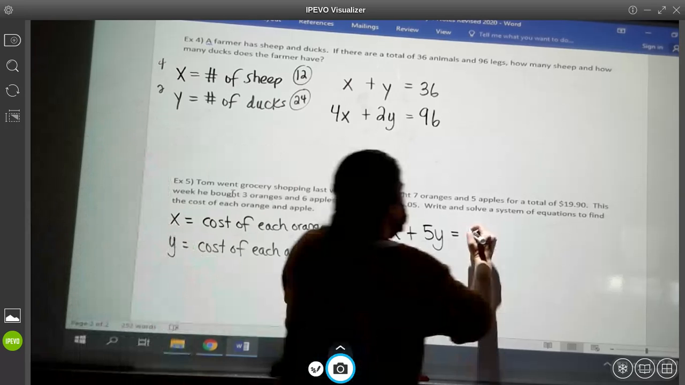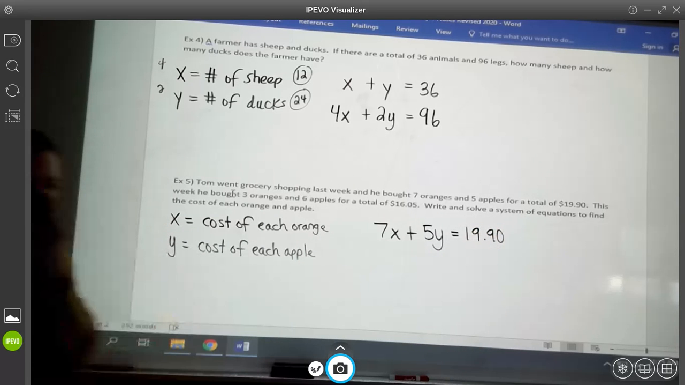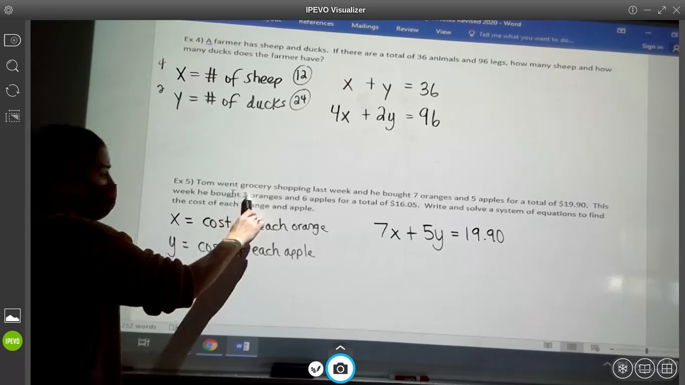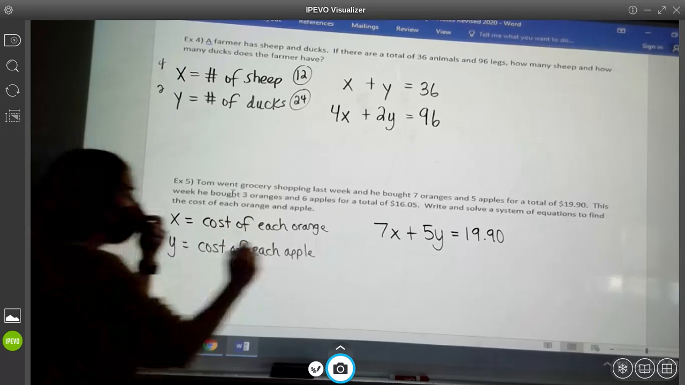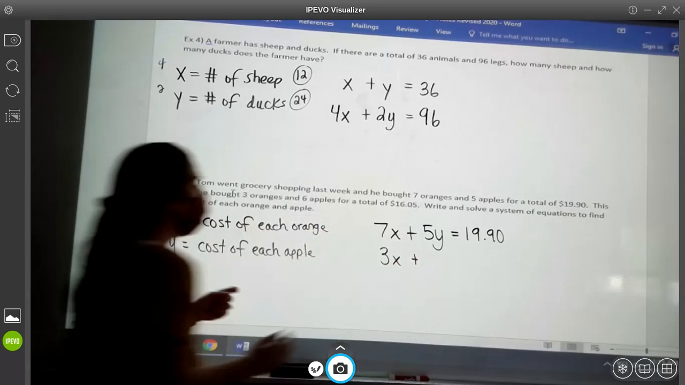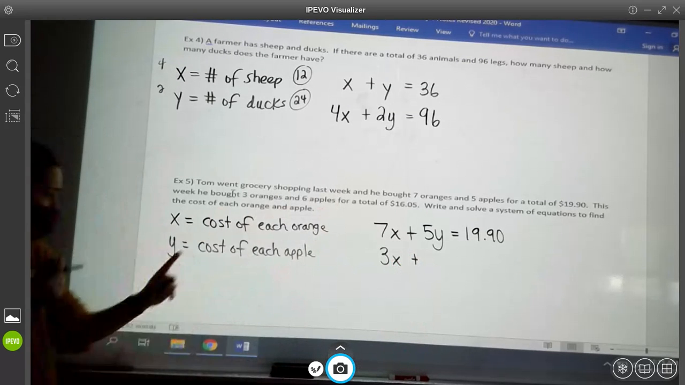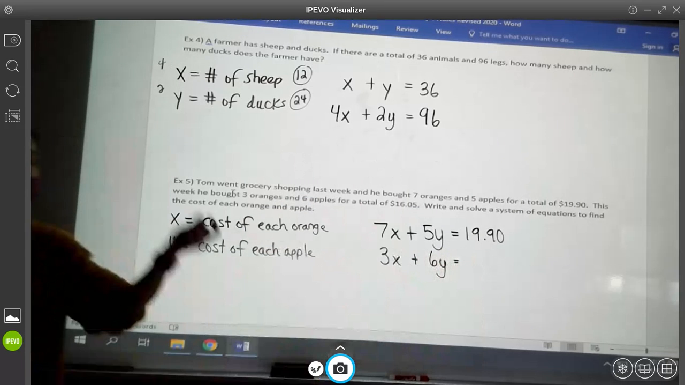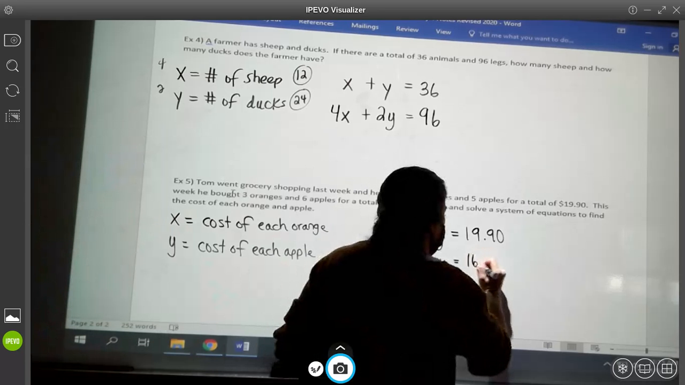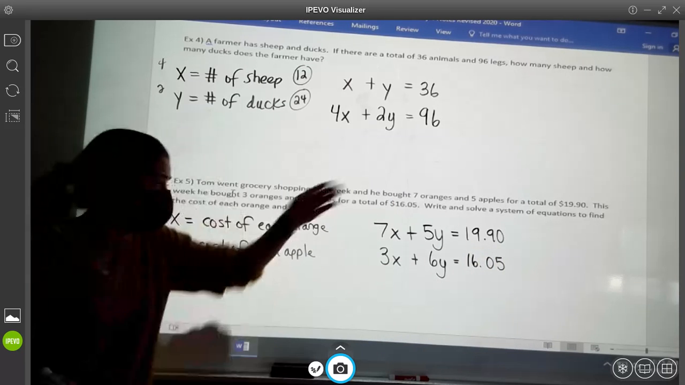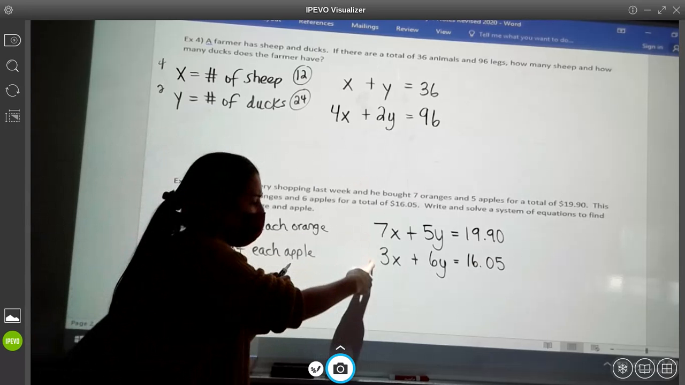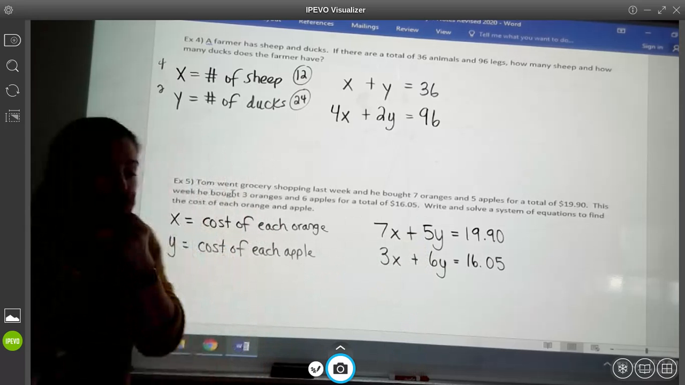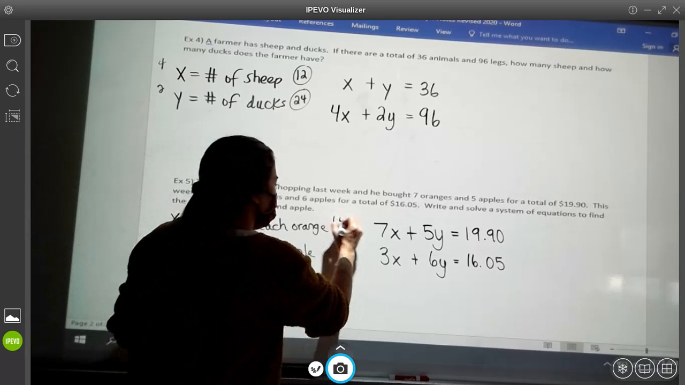Okay? The second equation. Now we're going to talk about this week. This week, he bought 3 oranges, so that would be 3 per X. That would be 3 times X. Plus, he bought 6 apples. So you would take the number of apples and times it by the cost, 6Y. And then that would equal, how much money did he spend this week? $16.05. And then you could either eliminate X or eliminate Y. I would get 21 and -21, or I would get 30 and -30, and I would eliminate X or Y. If you are solving this, you find out that I believe it's $1.45 per orange, and then $1.95 per apple, or vice versa. I don't know which one was which. No, that's right.